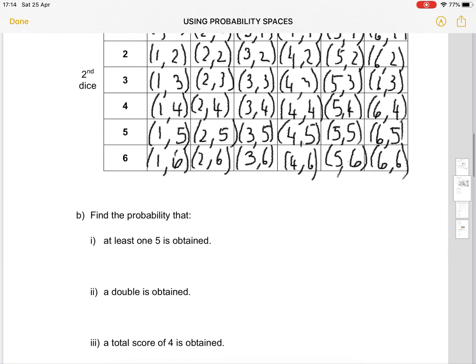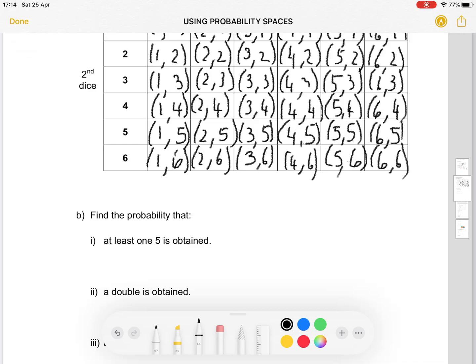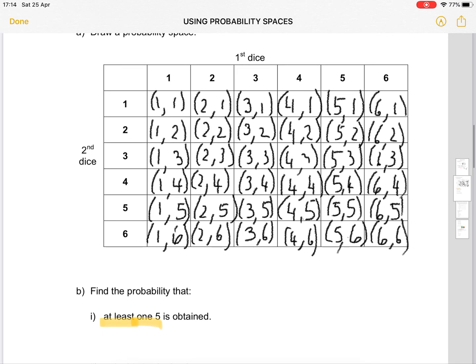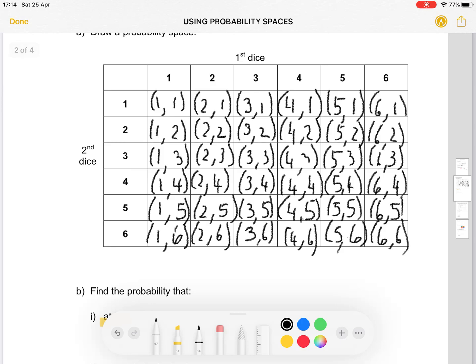The first question is, find the probability that at least 1 5 is obtained. Remember that as we said, at least means one or more. So let's underline it, or highlight it to remember it. At least 1 5. Okay, so let's mark where we have at least 1 5, one or more.